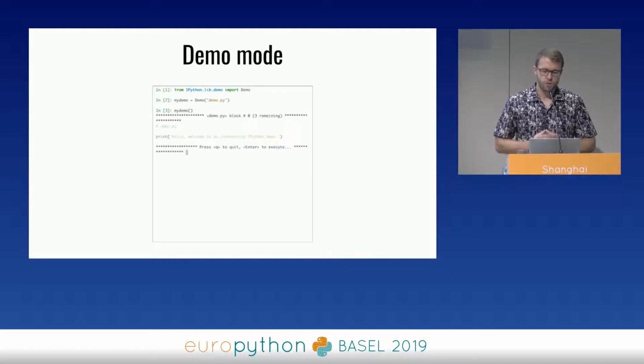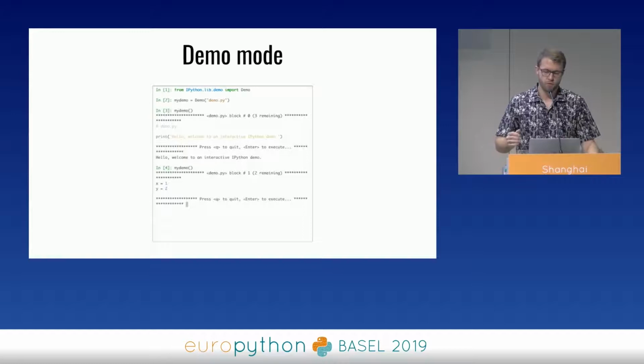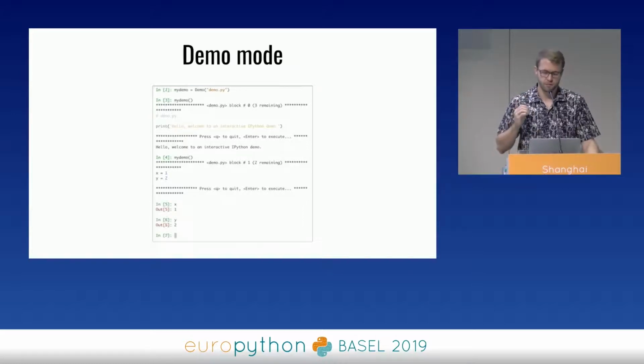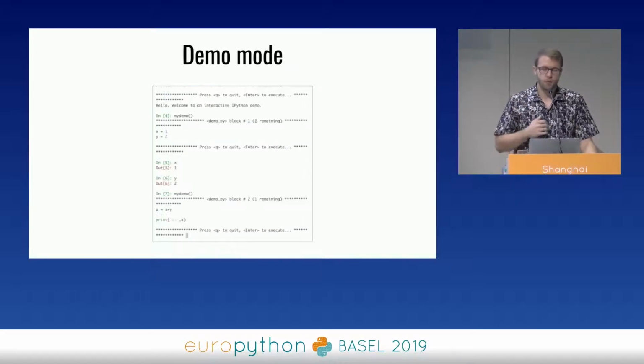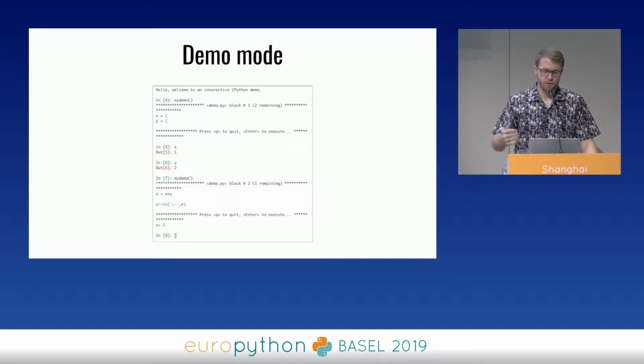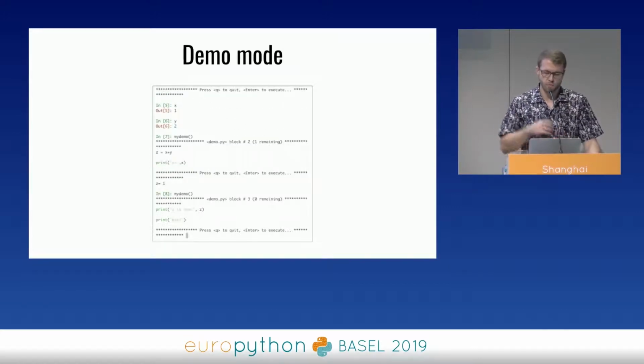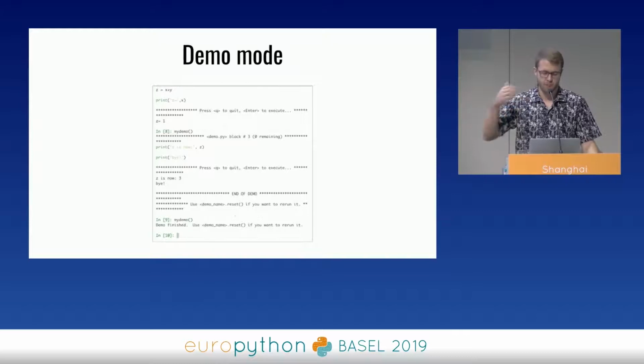Each time you call myDemo object, IPython will execute the next block of code from the demo in the current namespace. So you will have access to all the variables and functions that were created in that block of code, and you can play with them before executing the next block.